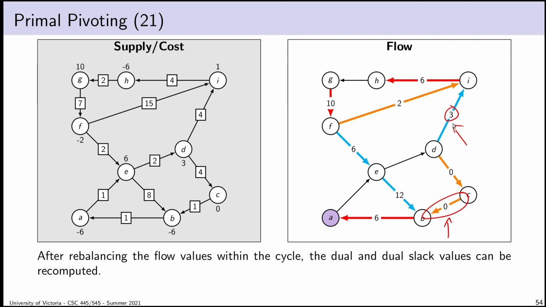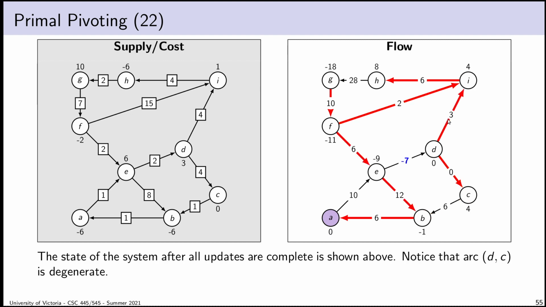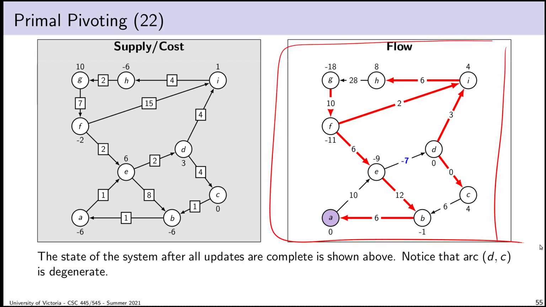There are no flow values that went negative as a result, and the basis will definitely be a spanning tree. We broke the cycle that was created. And so we end up with this. Now, once we do all of the recomputation of dual variable and slack values, we end up with this state of our algorithm. And you might look at it and notice, wait, it's still not optimal.